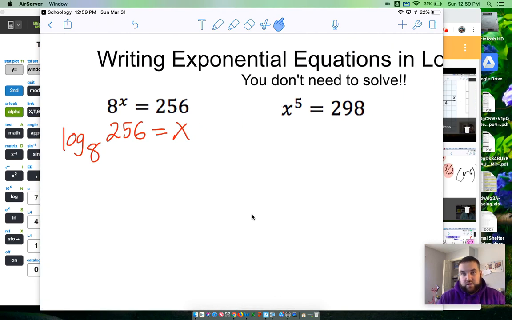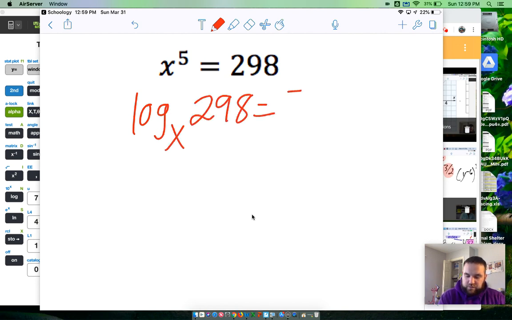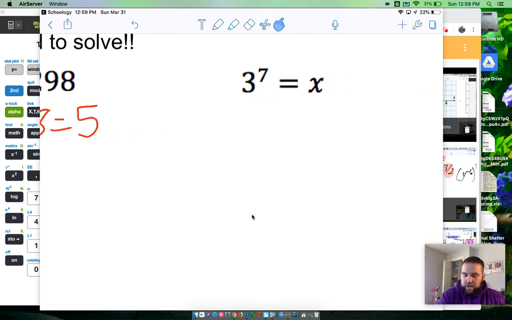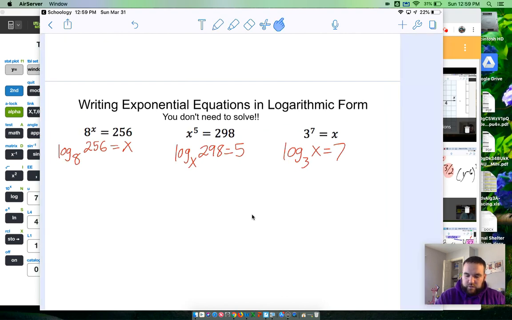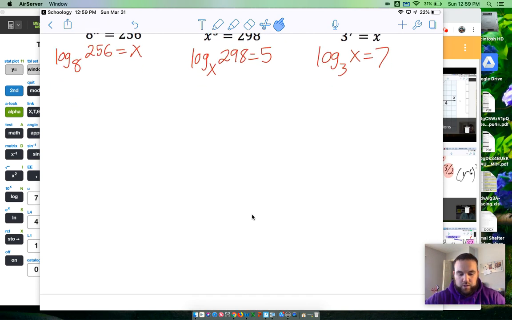Okay. Again, we're not solving it. We're not typing anything in. I just practice translating from exponential into logarithmic. X to the 5th equals 298. That would be log base x of 298 is equal to 5. And 3 to the 7th equals x. I would rewrite as log base 3 of x is equal to 7. So again, just right now rewriting between the two forms, because once we need to actually start solving for variables, this will be very useful and helpful to us.